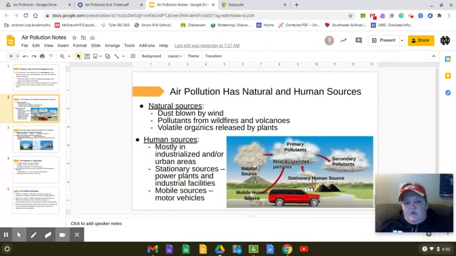Volatile organics released by plants. So even just your average everyday plants around the world can release chemicals or gases into the air that can be a form of pollution as well. And then, of course, the human sources. You can see all of these in here, both the natural and the human sources. Most of these are industrialized or in urban areas, in other words, city type areas. Stationary sources are things that stay put, like factories. Mobile sources are things that move, like cars.